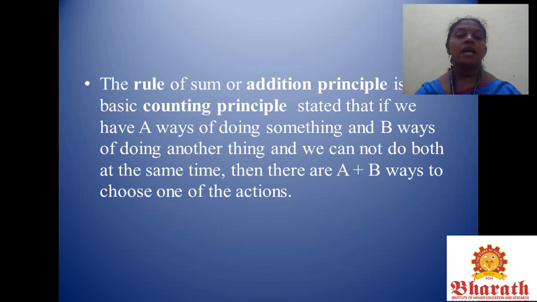The rule of sum or addition principle is a basic counting principle stating that if we have A ways of doing something and B ways of doing another thing and we cannot do both at the same time, then there are A plus B ways to choose one of the actions.